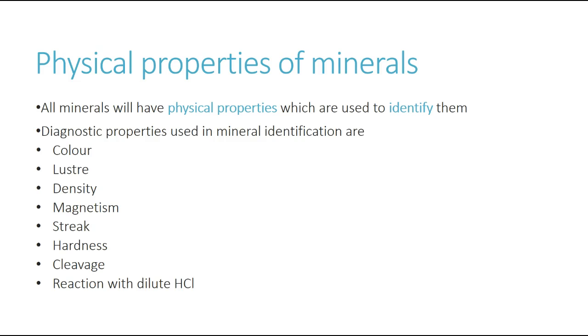Now I am just going to go briefly through the physical properties of minerals. So we know that we use physical properties of minerals that help us to identify them. And we have lots of different characteristics or diagnostic properties that we can use to identify minerals. So we can use color, luster, density, magnetism, streak, hardness, cleavage, or reaction with dilute hydrochloric acid.